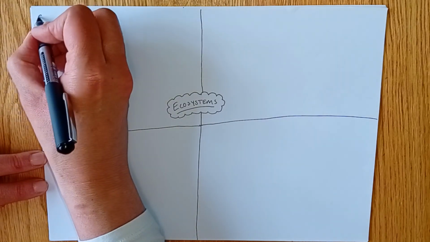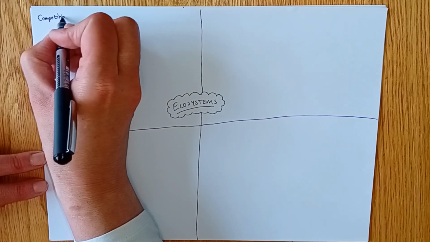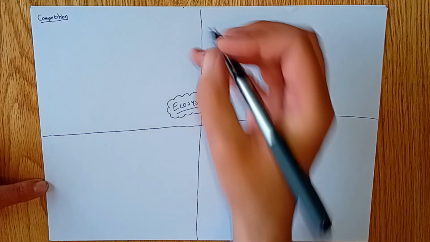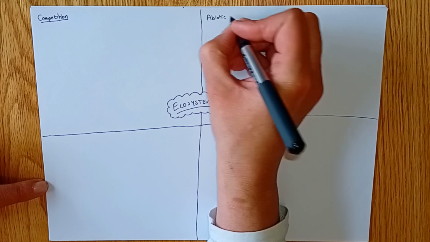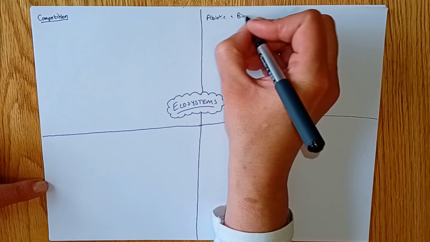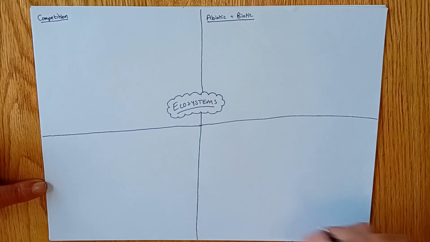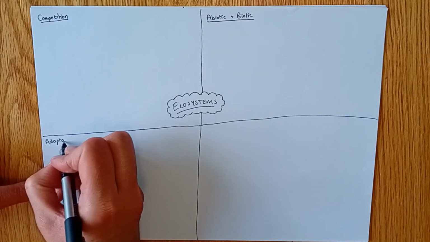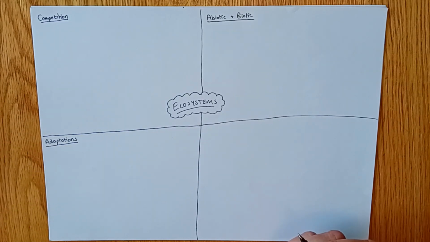This one's going to be called competition. This one's going to be called abiotic and biotic. This one's going to be called adaptations. And this last one is going to be called food chains.